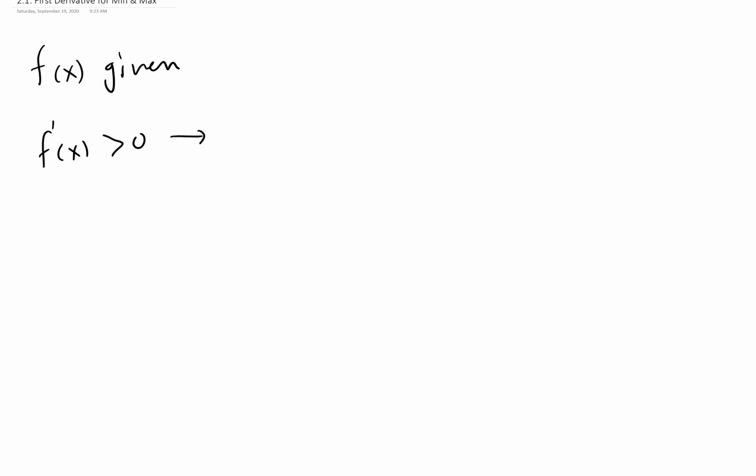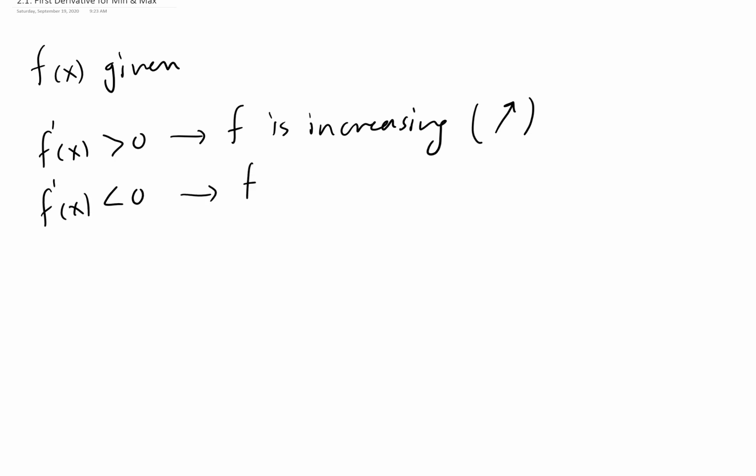Section 2.1, first derivative for min and max. Let's say we start by given f of x, a function of a variable x. If the derivative of this function is bigger than 0, then f is increasing. So the graph goes up from left to right. I'm going to use this arrow to represent increasing. F prime of x, if it's less than 0, then f is decreasing.